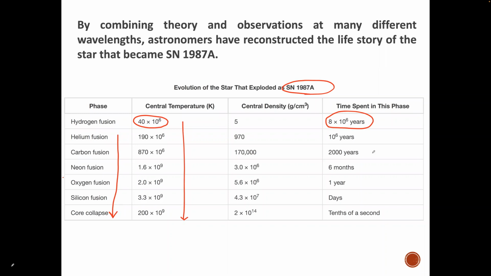At the same time, just look at the time spent in each phase. Earlier, it's a longer time, but when you go through these different phases, the amount of time spent in each phase becomes less and less, right? So you can see that when it comes to silicon fusion and then the core collapse, it doesn't take much time. It happens within a fraction of a second, right?